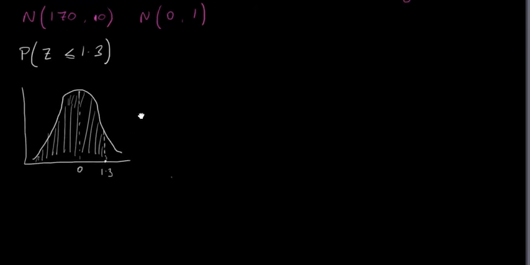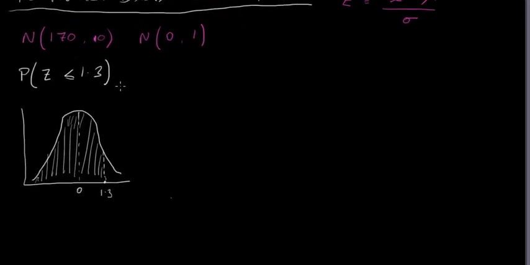So our value here is 0.9032. So the probability of being less than or equal to 1.3 standard deviations somewhere down along here above the mean is 90.32%. You've got 90.32% chance of a data point being down along here, less than or equal to 1.3 standard deviations above the mean.